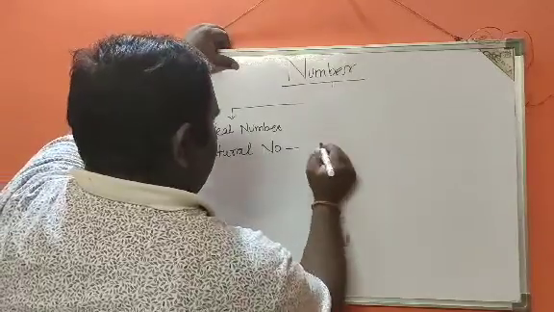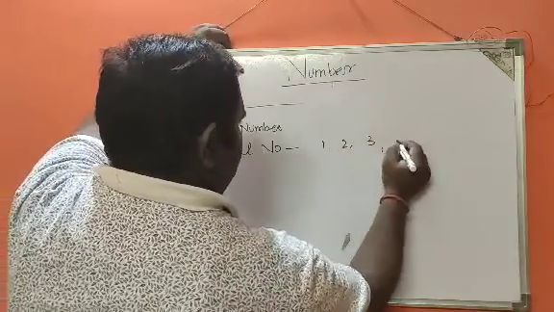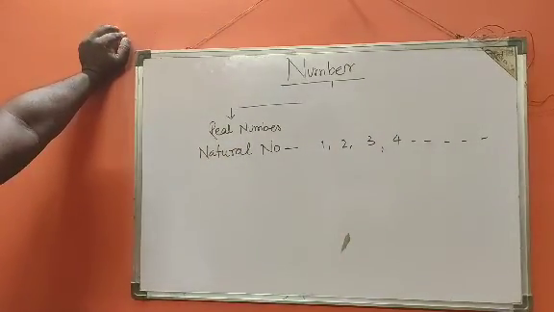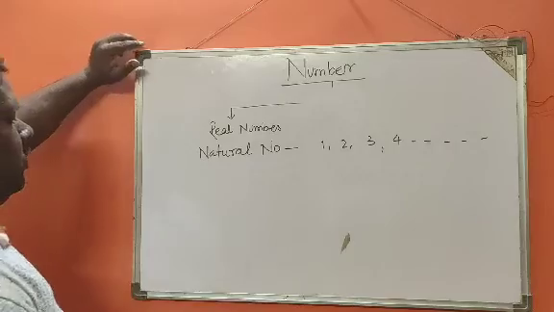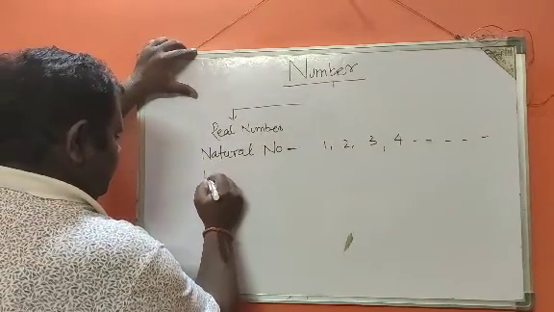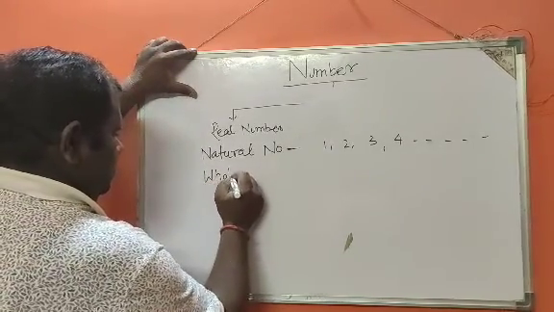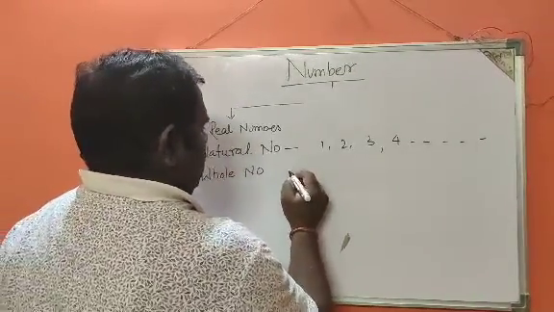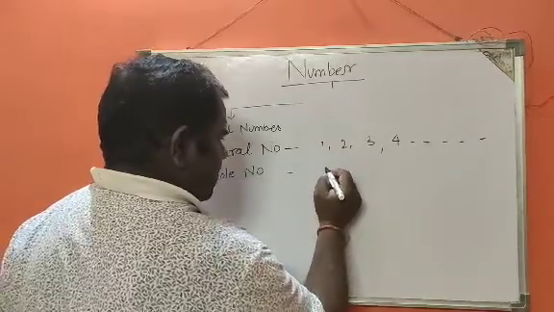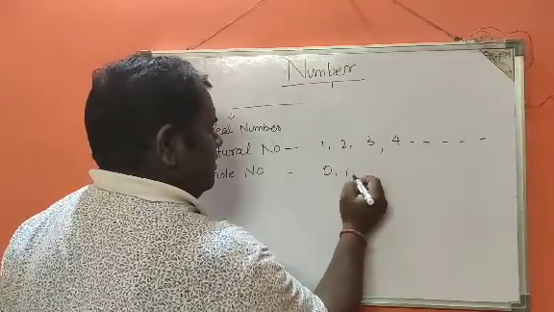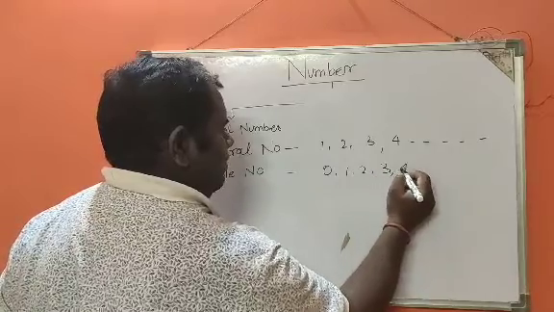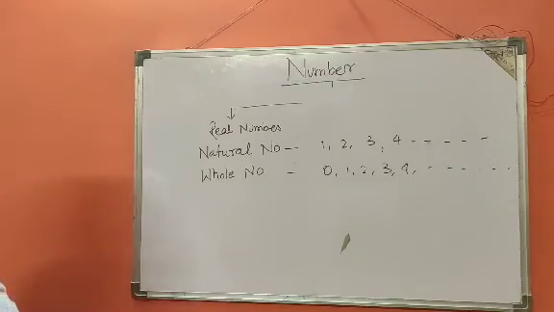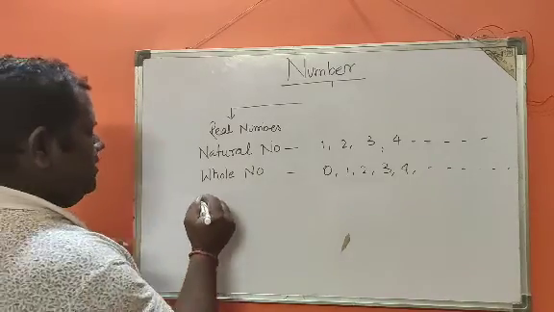The natural numbers start from 1, 2, 3, 4 like this. After that come whole numbers. In whole numbers, all the natural numbers with 0. Only one number is added to natural numbers, then it will be whole numbers. Then integers.